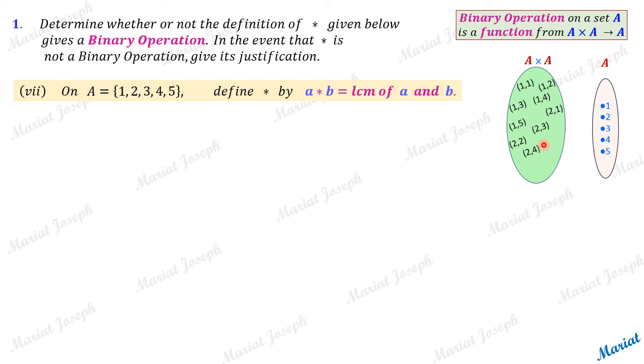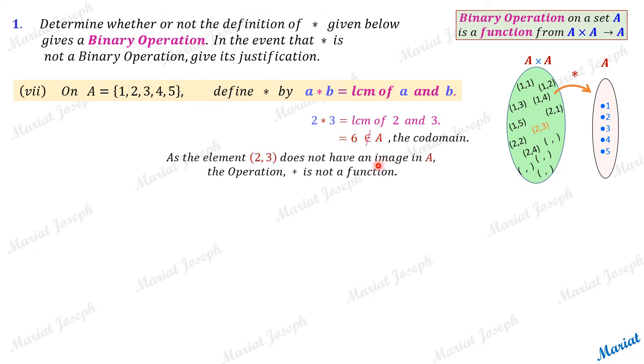But look here. Suppose we take the pair 2, 3. So what is the image of 2, 3? LCM of 2 and 3. LCM of 2 and 3 is 6, which is not available in the codomain. Hence, this operation given to us cannot be a function. It fails to be a function, hence, it is not a binary operation. Here again, we have explained it using a counterexample. One particular pair which goes against the rule, against the requirement of function. If one element doesn't have an image, then we cannot call it a function. If it is not a function, it's not a binary operation.